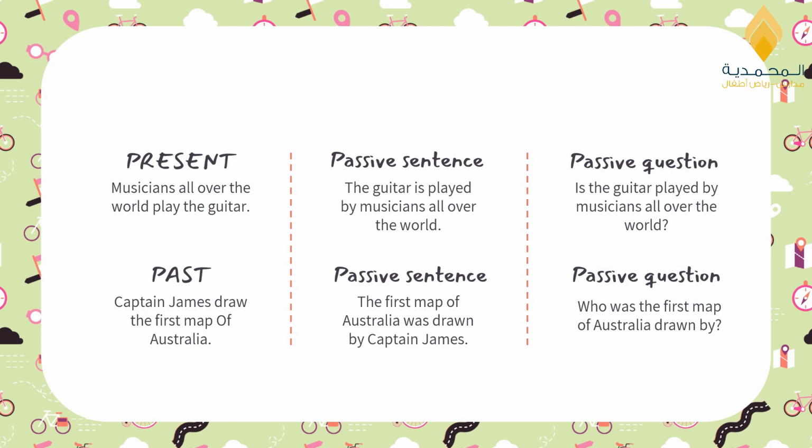To change it into a passive sentence, follow the same steps. Delete the subject, bring the object to the beginning of the sentence, add is, am, or are plus verb 3, then you can add by with the subject. So the sentence becomes: the guitar is played by musicians all over the world.